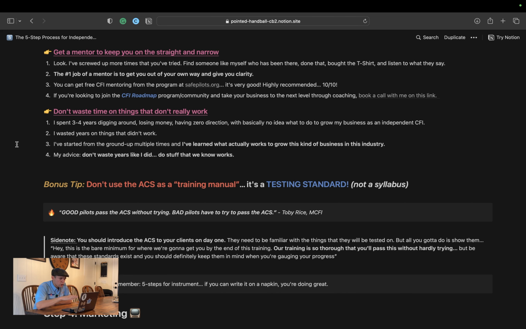Moving on, you don't want to waste time on things that don't really work. I spent 3 or 4 years digging around, losing money, having zero direction, basically no idea what I was doing, wasting my time on things that didn't work. So my advice to you is this. Instead of spending 3 or 4 years to figure stuff out on your own, work with me for 3 or 4 weeks, and I'll give you the shortcut with the same and better result that you could have gotten somewhere else in 10 times the time.